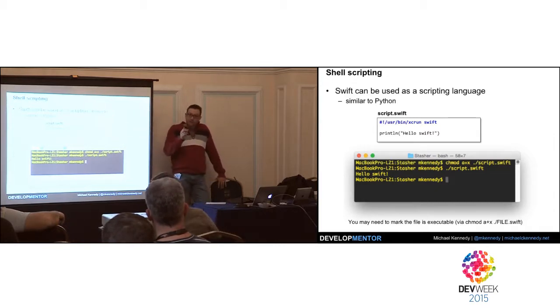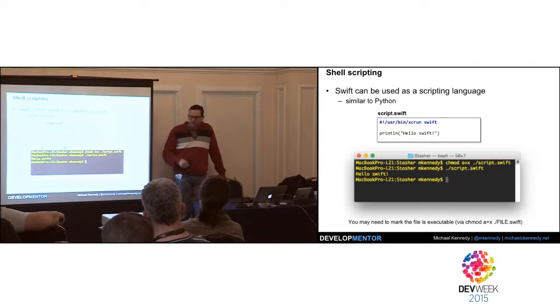Now, it turns out the very first time you make it go, it's slow, because it compiles behind the scenes, and then it goes fast. But it caches it somewhere, I don't know where. And then there's a little note that you may need to make the file executable. I believe in OS X it's not executable by default, so you have to say chmod a+x and the file name.